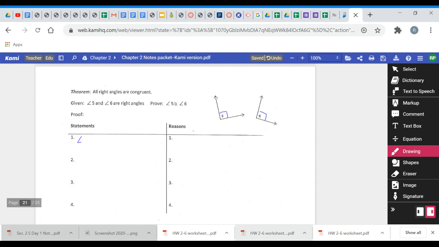Again, I need to get my given information in here first. Angle 5 and angle 6 are right angles. Remember, given is always our first reason. Don't ever miss that. Now I have to think, what do I know about that? If I know angle 5 is a right angle, I therefore know that the measure of angle 5 must be equal to 90. Same thing with the measure of angle 6. I know it must be equal to 90. And that is my definition of right angles.